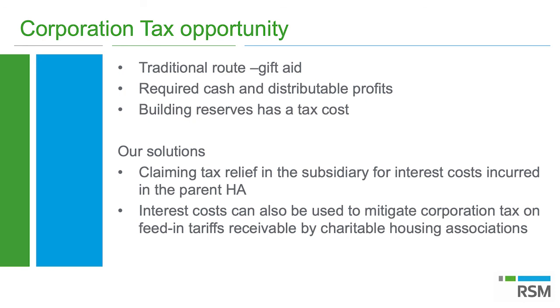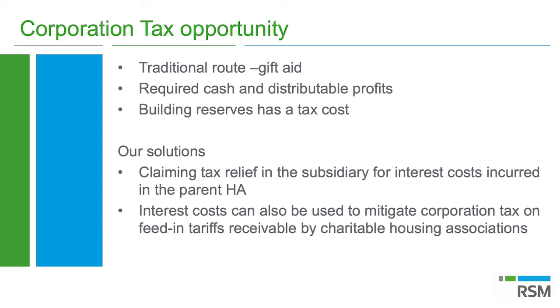I am now going to touch on a couple of corporation tax issues. The traditional means of mitigating corporation tax liabilities in subsidiaries has been for the subsidiary to gift its profits to its parent charitable housing association. The issue with this is that the subsidiary must have enough cash and distributable profits to make the payment. It also means that the subsidiary is unable to build up reserves without incurring corporation tax liabilities.